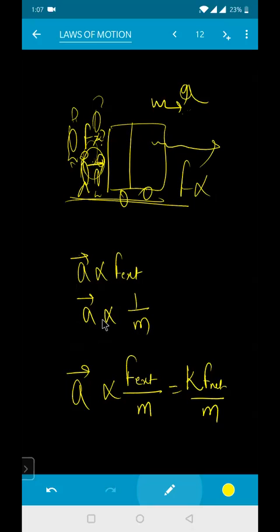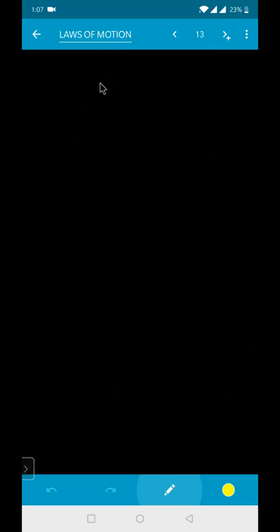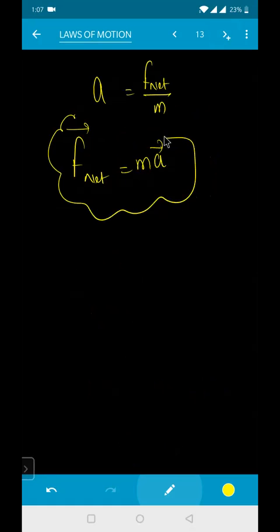Then he also concluded that acceleration is inversely proportional to the mass. That means lesser the mass, more will be the acceleration. So we are getting acceleration A is equal to some K into F net divided by M. The experimental value of K is taken as 1. So that is the reason we write A is equal to F net divided by mass M. That means the net force acting on any system will be equal to mass into acceleration. This is your Newton's second law. Is that clear for everyone?